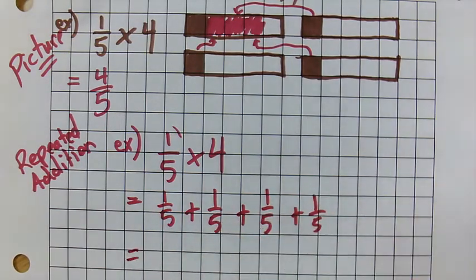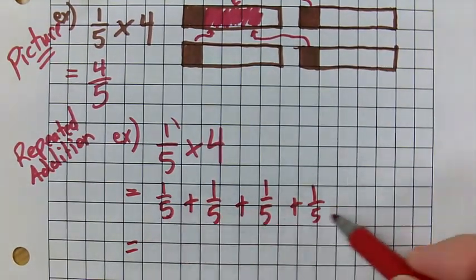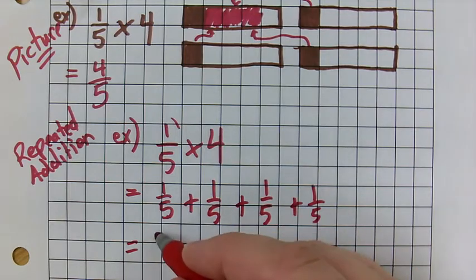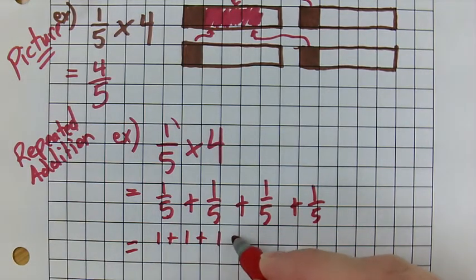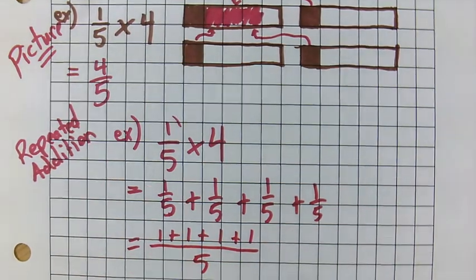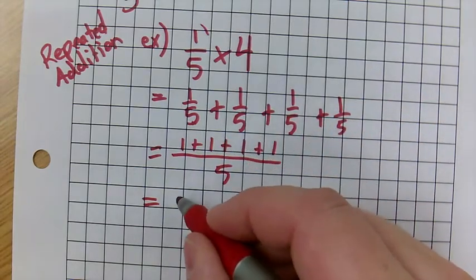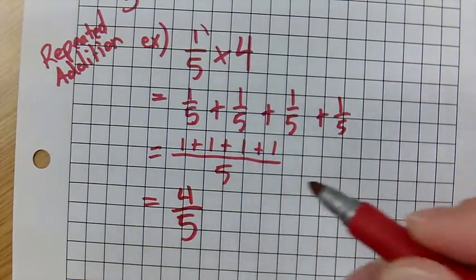And if you remember, if you have a common denominator, the same bottom, you can just add what's on top. This becomes 1 plus 1 plus 1 plus 1 all over 5. And if we add that up, it is 1, 2, 3, 4 over 5. And we get to that same answer, 4 fifths.